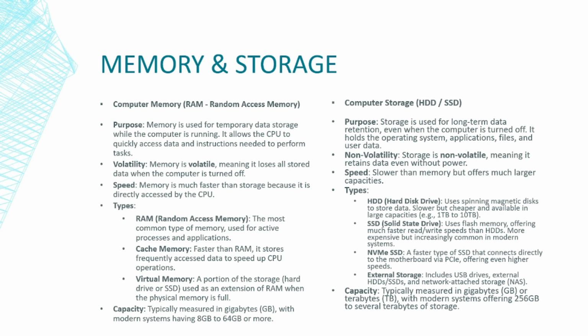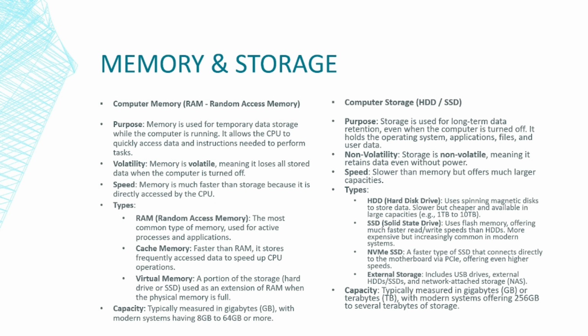Types: HDD or hard disk drive, uses spinning magnetic disks to store data. Slower but cheaper and available in large capacities. For example, 1 terabyte to 10 terabyte. SSD, solid state drive, uses flash memory offering much faster read write speeds than HDDs. More expensive but increasingly common in modern systems. NVMe SSD, a faster type of SSD that connects directly to the motherboard via PCIe slot, offering even higher speeds.